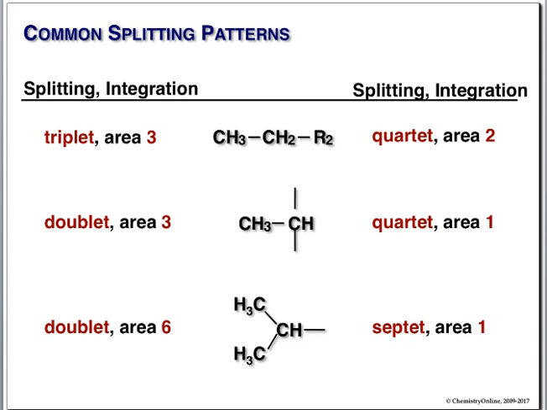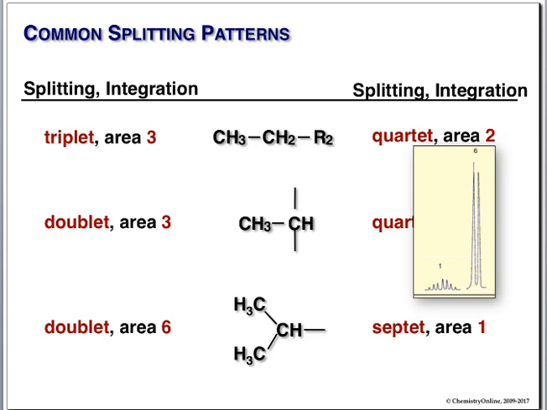Whenever you have an isopropyl group, this is what it's going to look like. A nice doublet, area 6, and a septet, 7 little peaks, total area of 1. If you look at an NMR spectrum and you see a doublet and a septet, it's screaming at you, I am an isopropyl group.